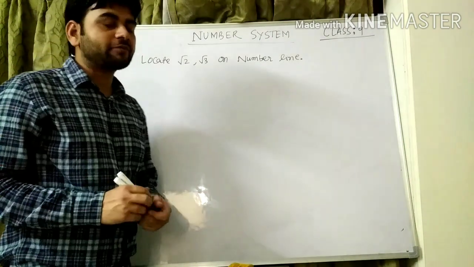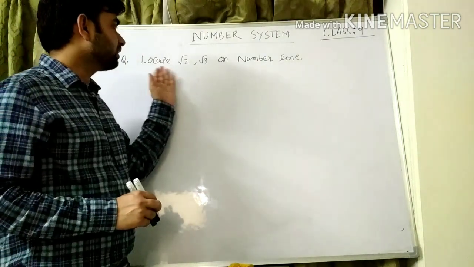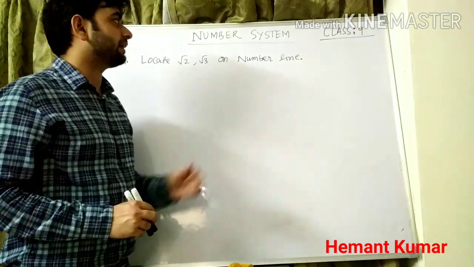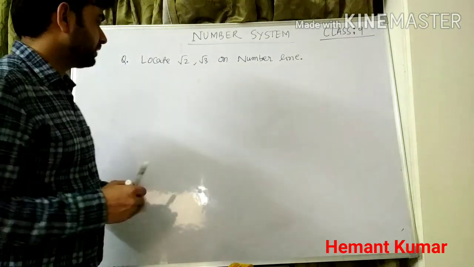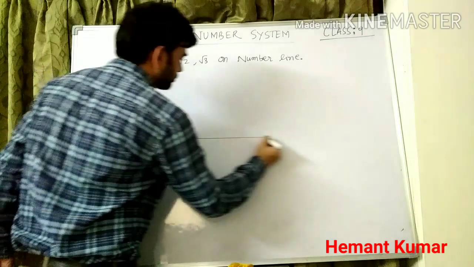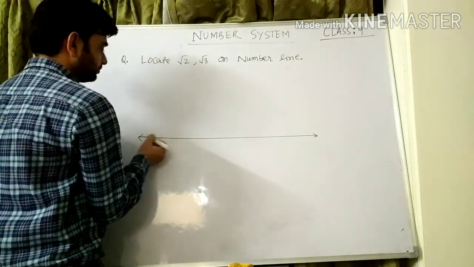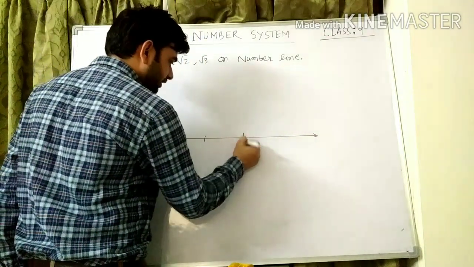Hello students, today I am going to teach how to locate root 2 and root 3 on the number line in the number system chapter. So students, first of all you have to draw a line segment with the length of 1 unit.